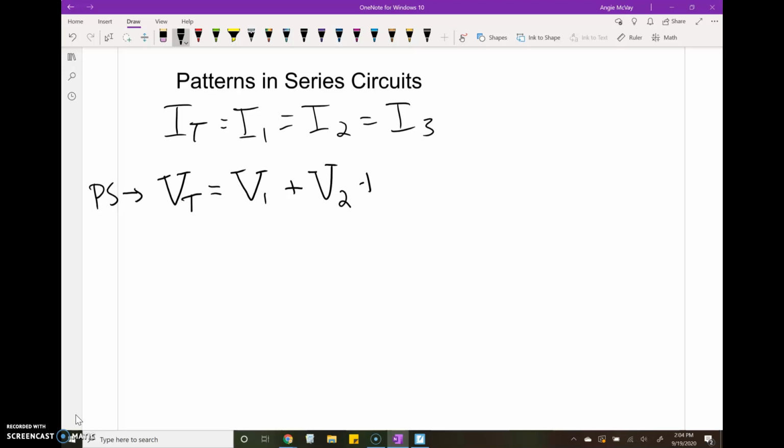And then with 3 light bulbs, you have this. Okay.